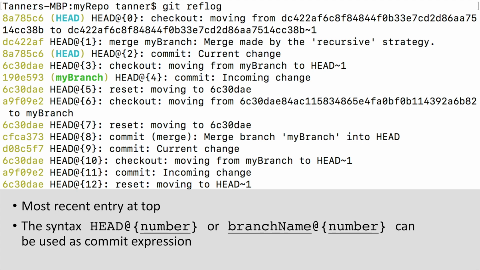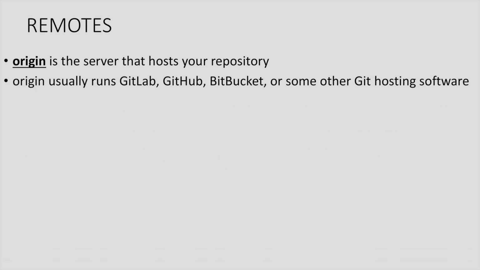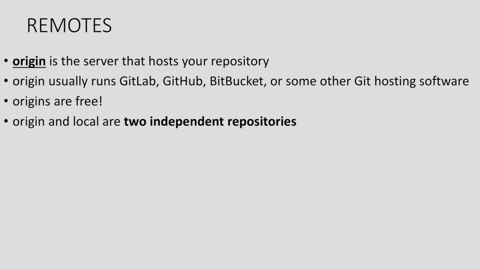Remotes. Origin is the server that hosts your repository. Origin usually runs GitLab, GitHub, Bitbucket, or some other Git hosting software. Origins are free, or at least they can be. Origin and local are two independent repositories. Each one has its own commit DAG.